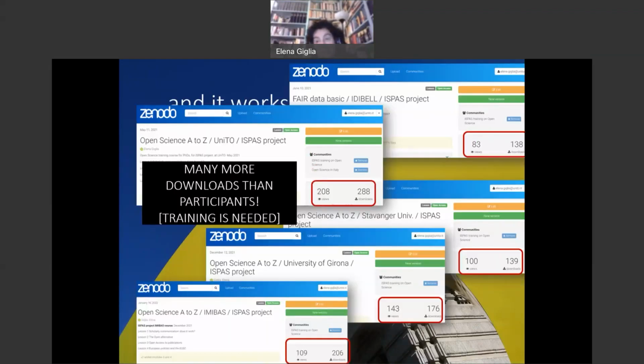impressed by the number of downloads and views, because as you can see, we have many more downloads than the actual participants to the course, which means that training on open science and FAIR data is actually needed.